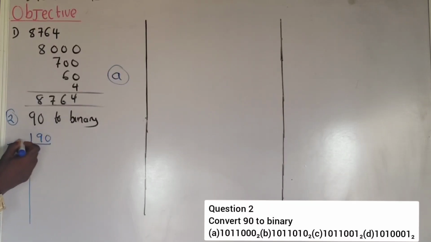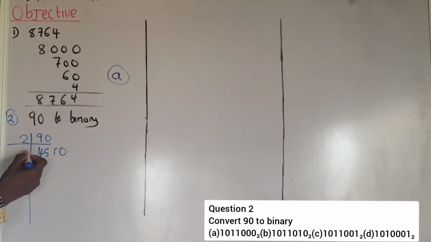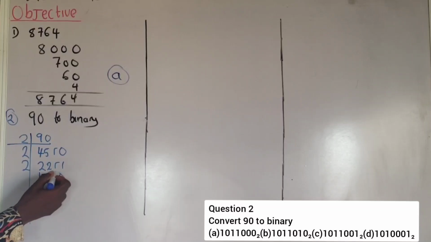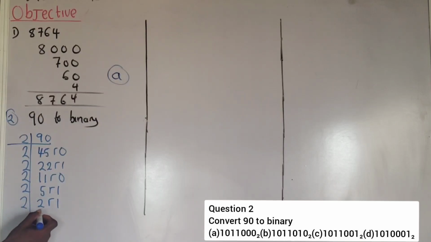We have 90 here. 90 divided by 2 is 45 remainder 0. You understand? Okay, 45 divided by 2 is 22 remainder 1. 22 divided by 2 is 11 remainder 0. 11 divided by 2 is 5 remainder 1. 5 divided by 2 is 2 remainder 1. You understand? Okay, please pay attention. 2 divided by 2 is 1 remainder 0. Then 1 divided by 2 is what? 0 remainder 1. And when you want to start writing the binary number, you start from below.